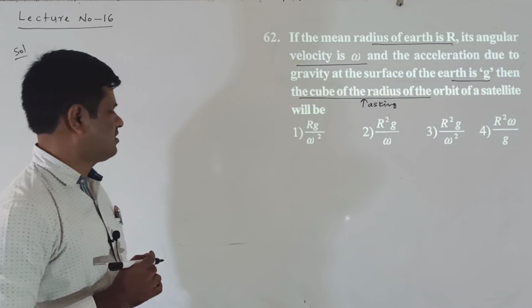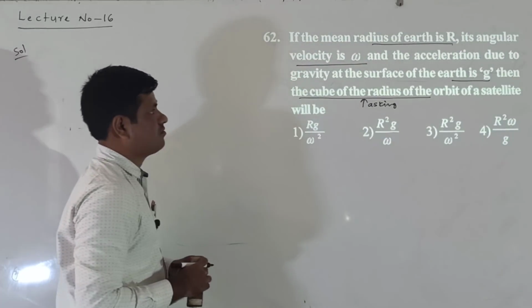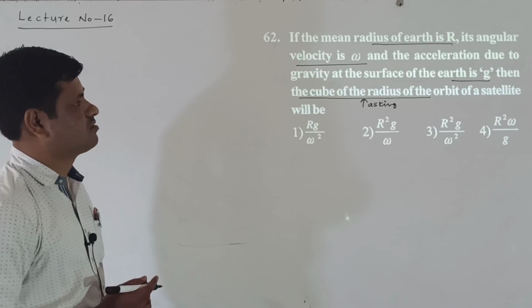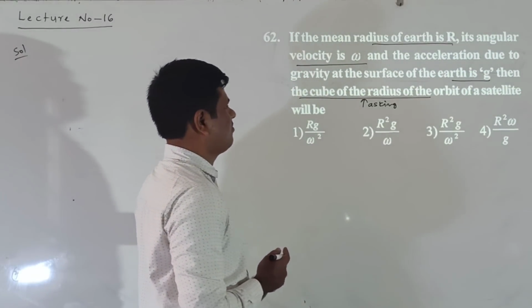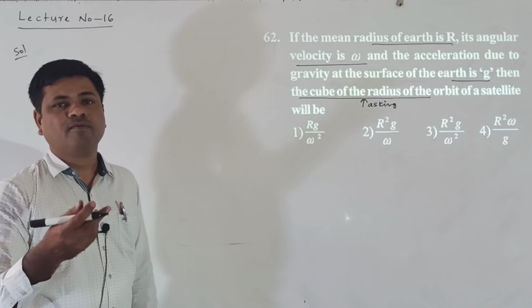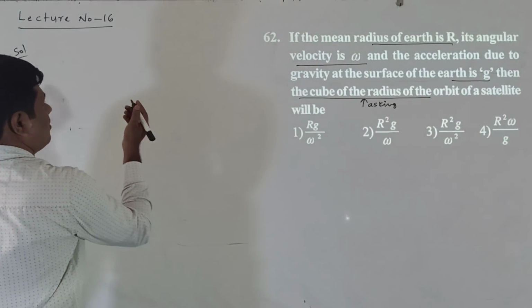How do we solve this type of question? Here, the mean radius of Earth is r, its angular velocity is omega, and the acceleration due to gravity at the surface of Earth is g. Then the cube of the radius of the orbit will be. The cube of the radius is asked here.